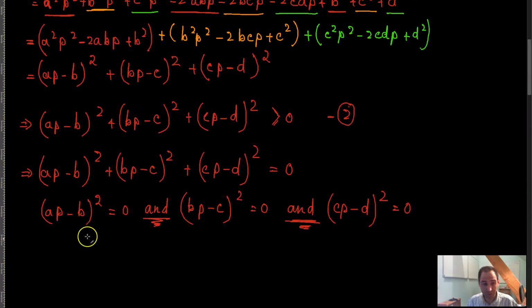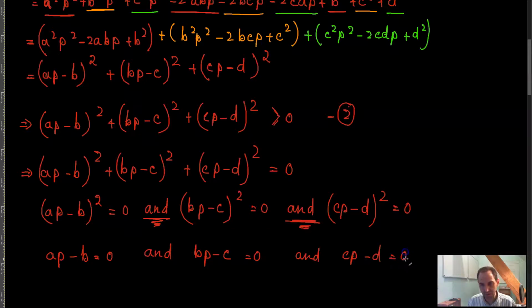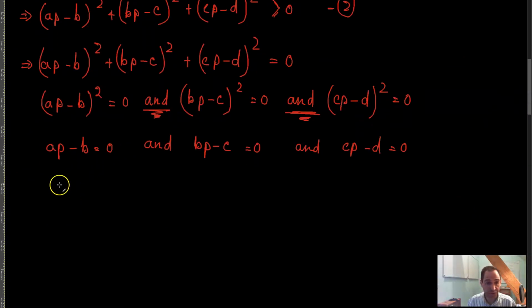And so what that means is that AP minus B is equal to 0, and BP minus C is equal to 0, and CP minus D is equal to 0. Which means that all of these are actually equal. Which means that you can say that AP minus B is equal to BP minus C, which is equal to CP minus D.